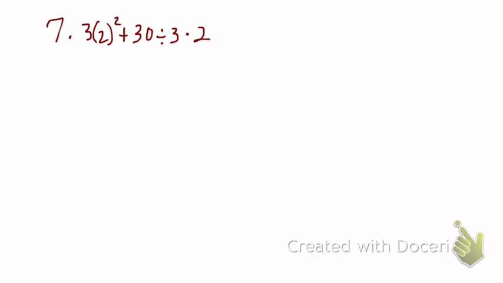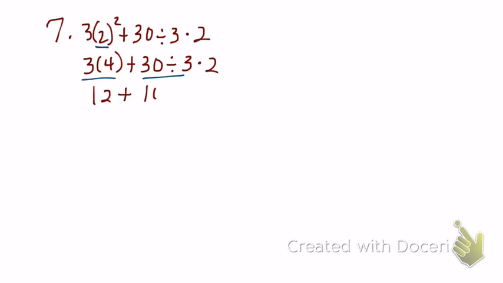Let's see, so here we're going to square first. That's our highest priority. Then we have a multiplication, a division, and another multiplication, and we'll do those from left to right. So let's multiply the 3 and the 4, and do the division of 30 by 3, and then we'll worry about multiplying by 2 last. So we have 12 plus 10 times 2, and we'll want to multiply next. And so we're going to get 32.